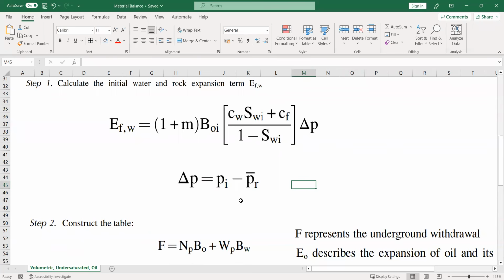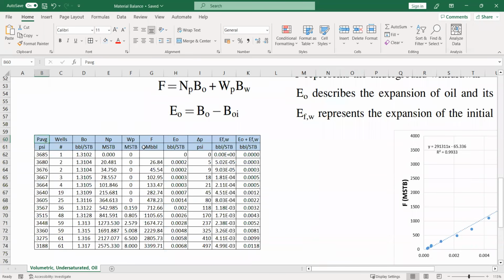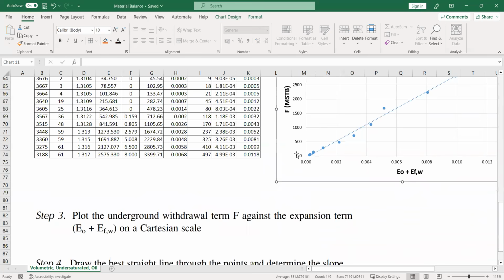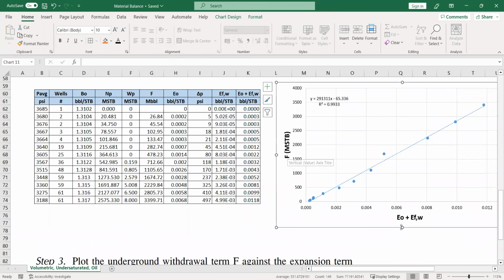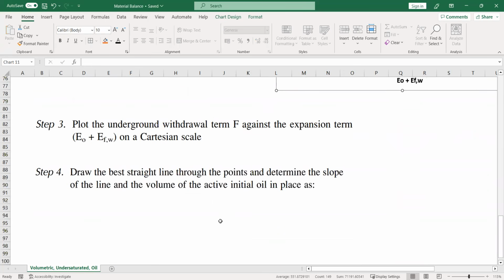And then we need to construct the material balance table like this. I will redo everything here. Then using the results that we have, we just need to create a plot like this. We will plot the F, the withdrawal, against these expansion terms. And then from the slope of the correlation that we have, we will get the original oil in place based on material balance calculation. All right, and that's the thing.